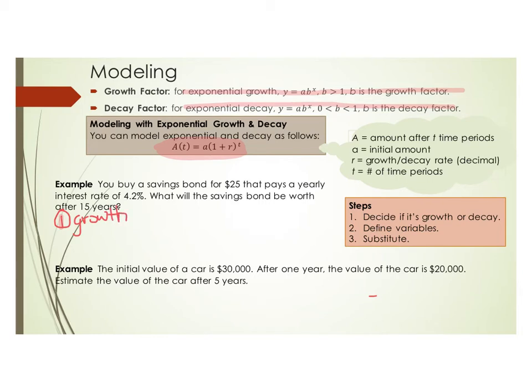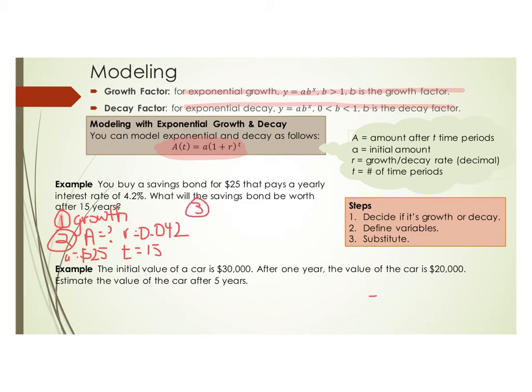Step 2 is to define our variables. So we do not know the ending amount. So I'm going to leave that as a question mark. Our initial amount or starting amount is 25. Our rate as a decimal, remember for percentages for rate, you have to move the decimal point 2 places left. So 0.042. And if I want to know what it is worth after 15 years, my time is 15.